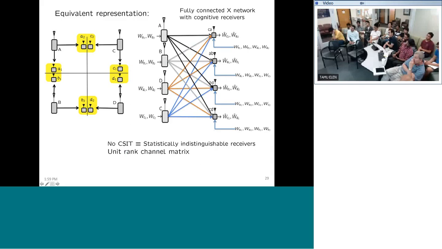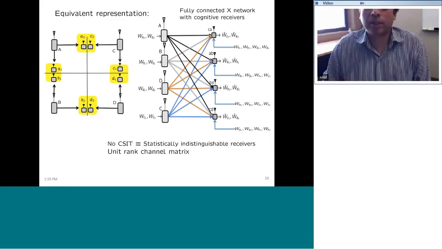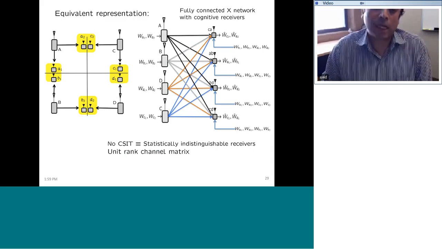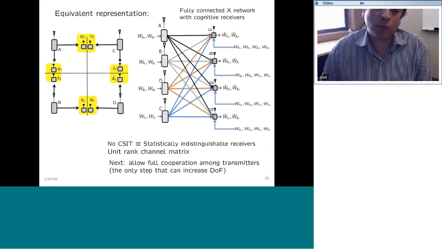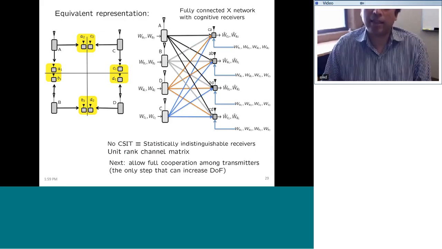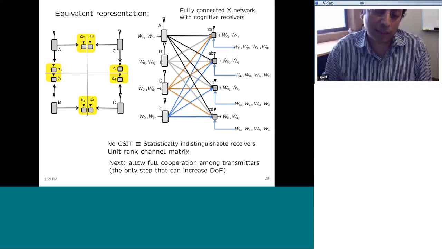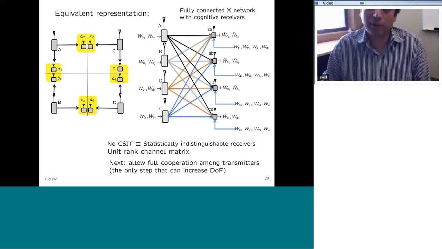Every receiver sees the same channels. And of course, these channels are not known to the transmitter. So once you say everyone sees the same channels, the overall channel matrix becomes rank 1. And at this point, the next step we'll do is allow full cooperation between the transmitters. This is the only step that can actually increase the capacity. Everything else we've done so far is equivalent. There's no change. But as we will see, this increase will almost never happen, extremely rare.